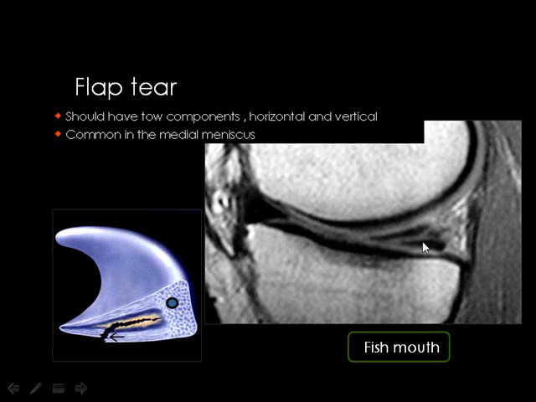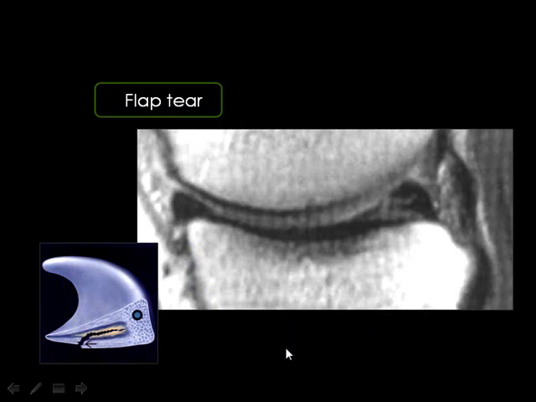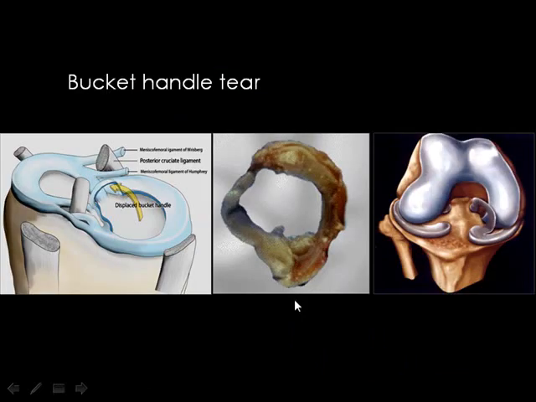Then if both tears are present in the same meniscus, this is flap, and they usually simulate this by the fish mouth, and you see a horizontal part and a vertical part. Okay? Then look at this. You see the horizontal part of the tear and the vertical part of the tear. Then if you see both, you know that this is flap. This is flap tear. Okay.